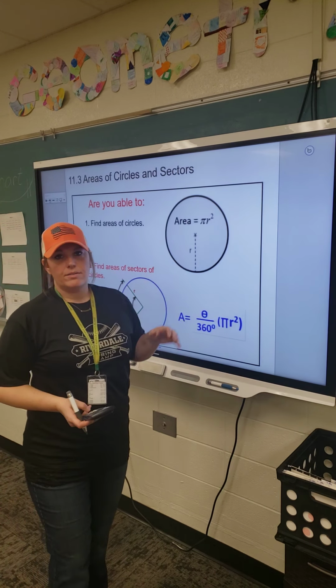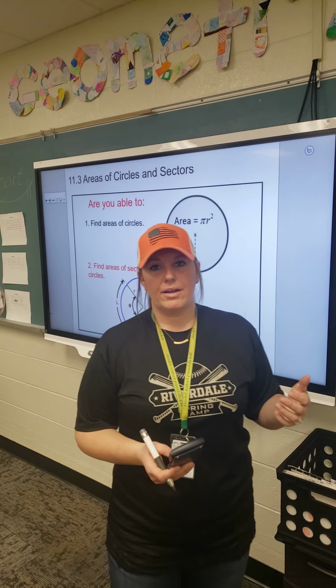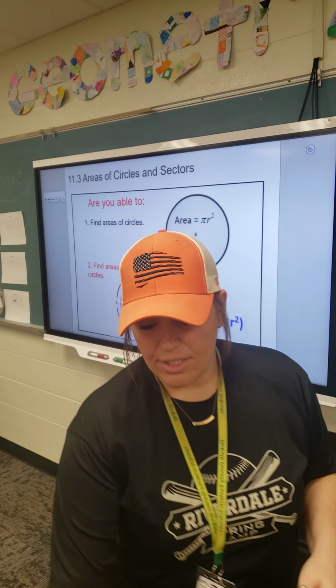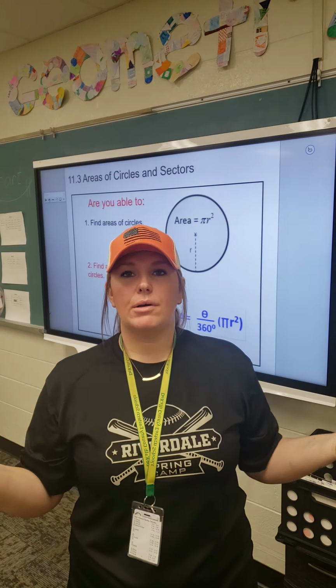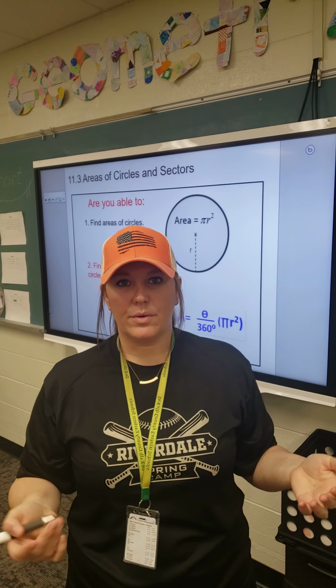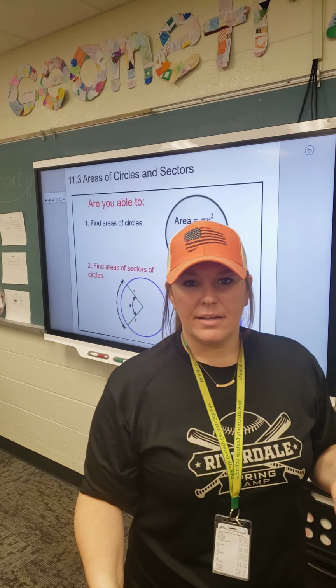So we talked about area of the circle, pi r squared. When we're talking about area of the sector of a circle, you just take that n divided by 360 because that gives you just that little bit of chunk, and you still multiply it by the area of a circle, okay?